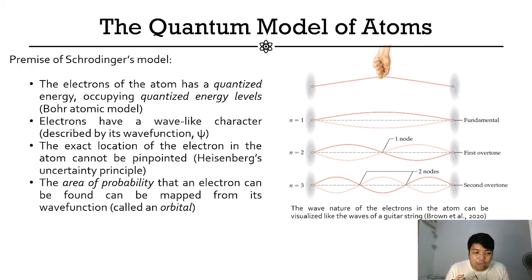Now, a deeper explanation, or a deeper understanding, of Schrödinger's model requires both higher chemistry and higher mathematics courses, which is beyond the scope of this video, or beyond the scope of general chemistry as a whole.